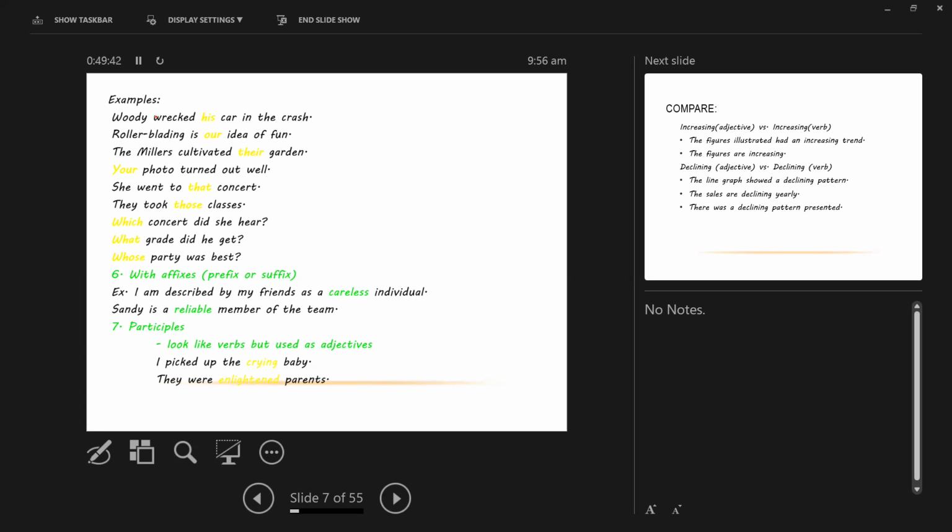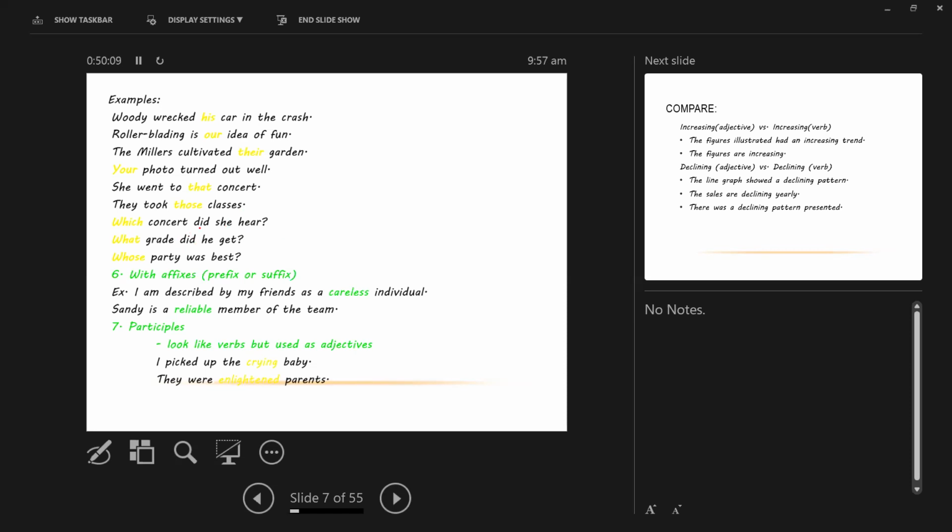The Millers cultivated their garden. Their garden. The owner of the garden, the word that modifies garden, is their, an adjective that uses a pronoun. Your photo turned out well. She went to that concert. They took those classes. Which concert did she hear?